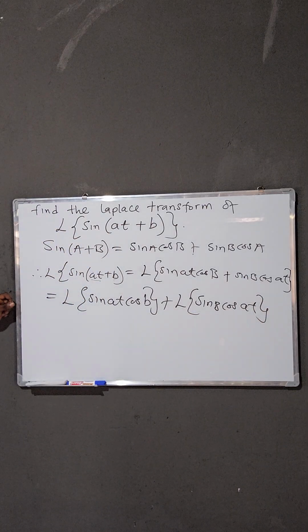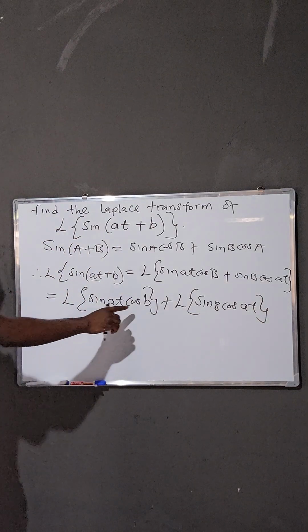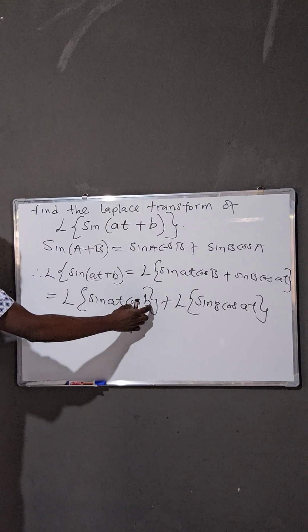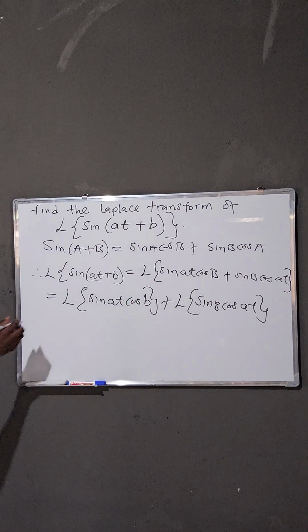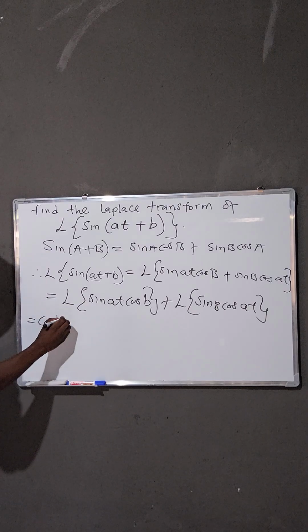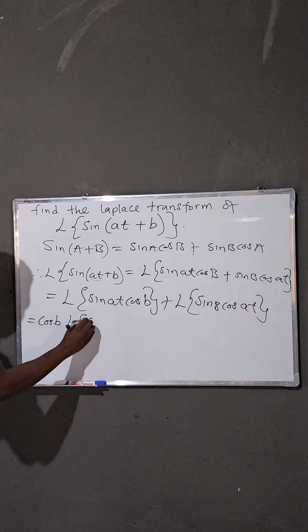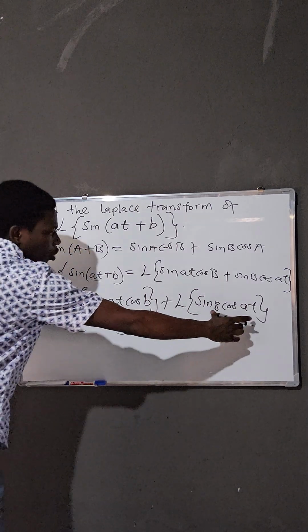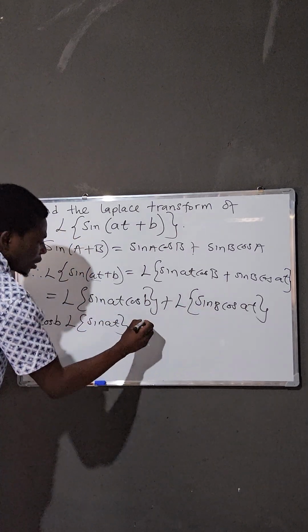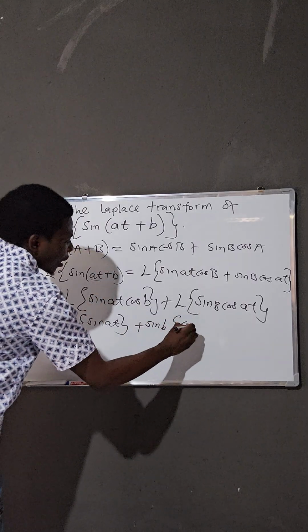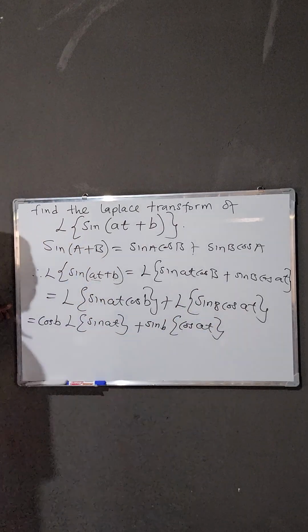From here, we've seen that b is common. If b is common, we can factor it out. In other words, cos b is a constant, so we can factor that constant. So you have cos b as a constant, and then you remain with Laplace of sine(at), and then plus. Here, what is our constant? Our constant is sine b, and then you remain with Laplace of cos(at).